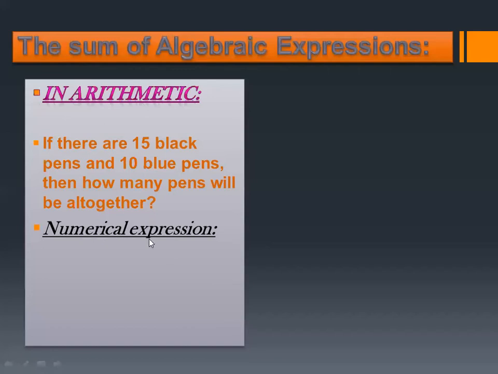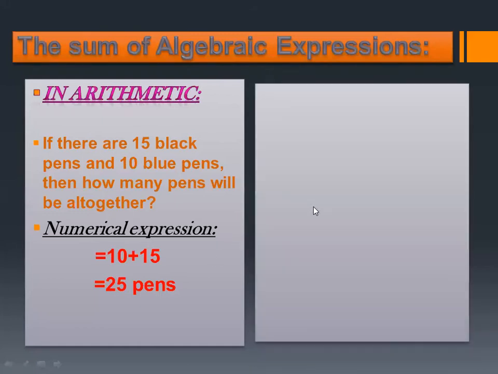You will write a numerical expression because you have only numbers here, 15 and 10. So you will simply add 15 and 10. 10 plus 15 will become 25 pens. In arithmetic, addition is very simple. But in algebra, you will have variables instead of numbers.